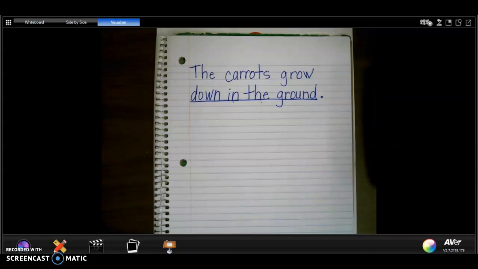So copy the sentence stem, write it in your journal, and draw a picture of the carrots growing down, and then take a picture and turn it into your Google Classroom.